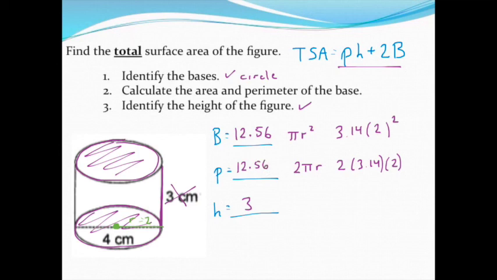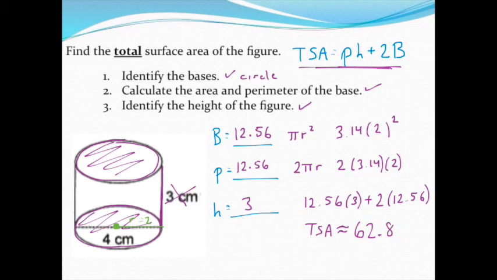Once I have those 3 values figured out, I can go ahead and find my total surface area using this formula, perimeter times height plus 2 times the base. So let's take 12.56, the perimeter, times the height of the cylinder, which is 3, add on 2 bases because there's a top and a bottom in this case. So 2 times 12.56, reaching for a calculator to do the actual math on this part. The total surface area comes out to be approximately 62.8. And once again, we're still working with area, so square centimeters.